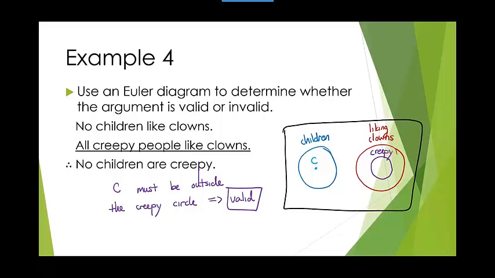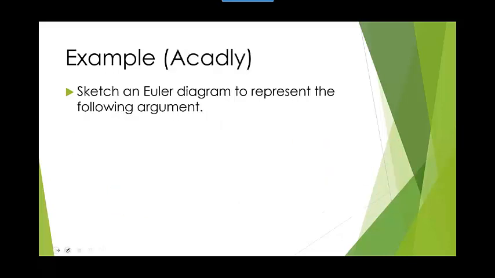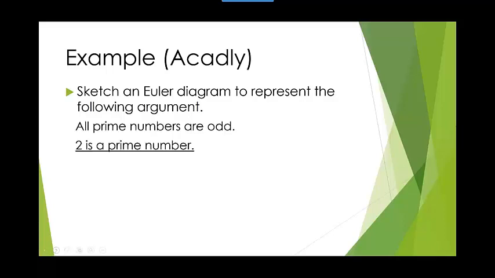Okay? All right, so let you do an example real quick. You're just going to want to sketch an Euler diagram to represent this argument. So all prime numbers are odd. 2 is a prime number. Therefore, 2 is an odd number. Okay, so pause this video real quick. Take a minute to draw that picture. And then when you're ready, you can press play.